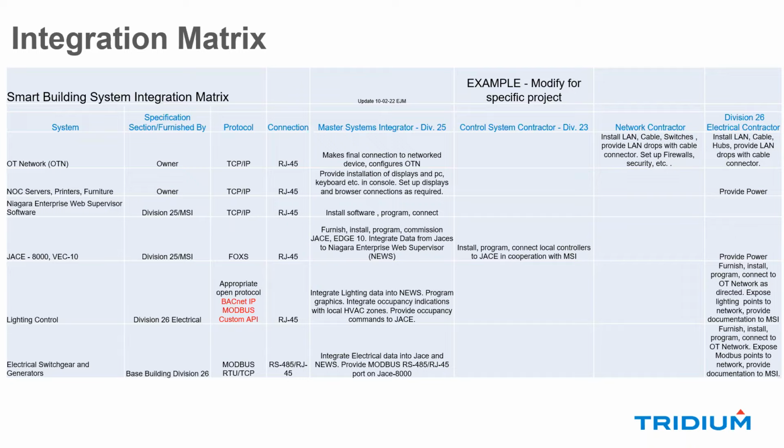But then what do we do? Even though the owner's providing that network, what does Division 25 do? Well, they make the final connections to the network device.